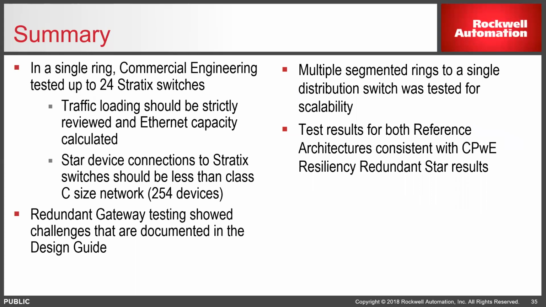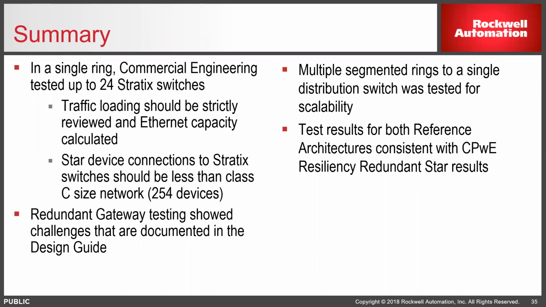Next slide. So in summary, from the commercial engineering side, we're limiting to 24 switches. That's really what we've tested at this point. And so traffic loading is one of the main pieces there that we want to watch, and checking capacity. And off of all of these switches, we're looking at different star topologies out to your end devices. And so we want to try to limit the number of end devices to 254, basically a Class C network. And we're also still limited to one VLAN on a network.